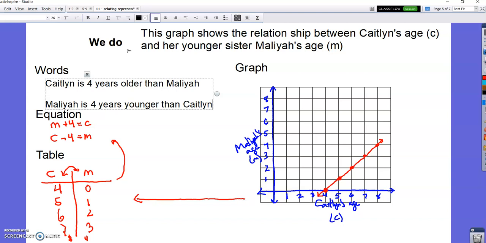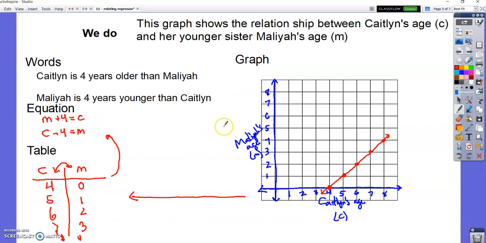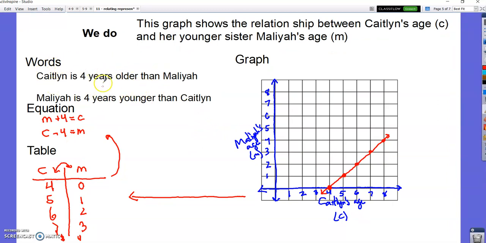So now I have taken one representation of this situation and made it into the other 3. What I really want in the end is for you to understand that all 4 of these ways of looking at this say the same thing. They just say it in different ways. We can talk about this situation in words, with equations, with a table, and with a graph. They all are 4 ways of showing the relationship between these 2 variables, Malia's age and Caitlin's age.